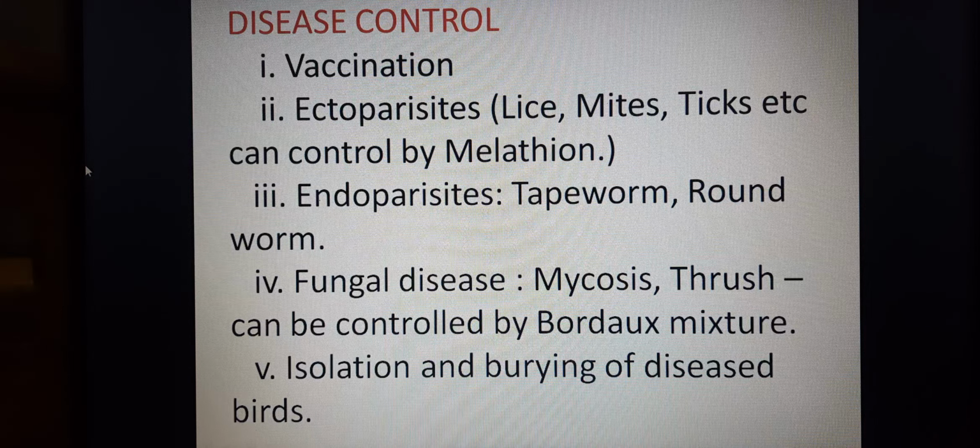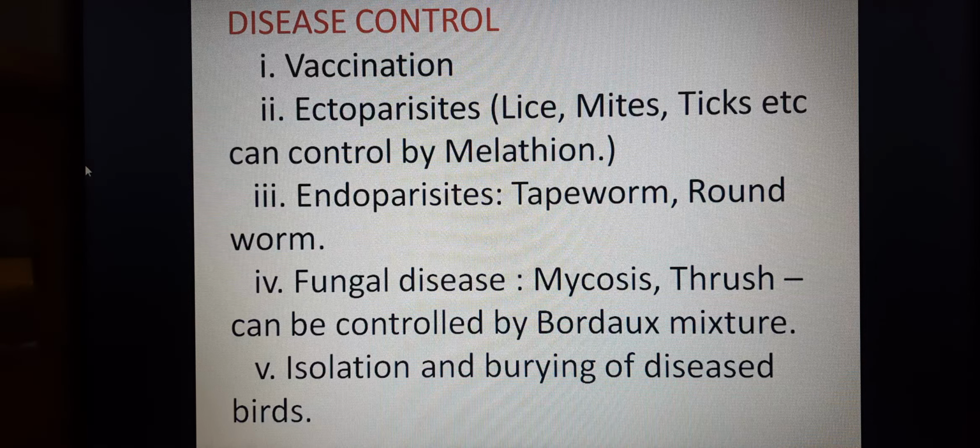So, disease control for these birds is mainly vaccination. Vaccination is the first and prior disease control measure for the birds. Ectoparasites like lice, mites, ticks, etc., can be controlled by malathion. Try to remember the chemical name malathion. Malathion is sprayed by mixing 5 ml of malathion in 1 liter of water and spraying the whole area where we are keeping these animals.